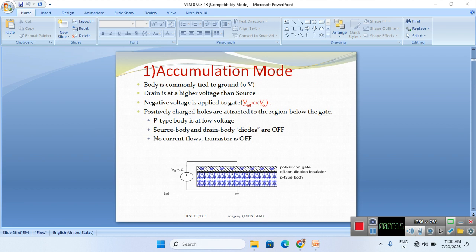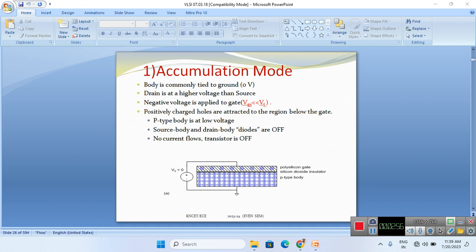This is the accumulation mode. The condition for the accumulation mode is that the gate voltage is less than the threshold voltage. Listen here, this is the structure for the accumulation mode. Here we do not represent the source and drain. In the modes of operation, we just take the gate and the substrate or body. Actually the MOSFET has four terminals: gate, source, drain, and the fourth one is body. But in the modes of operation we take just two terminals, the gate and the substrate.